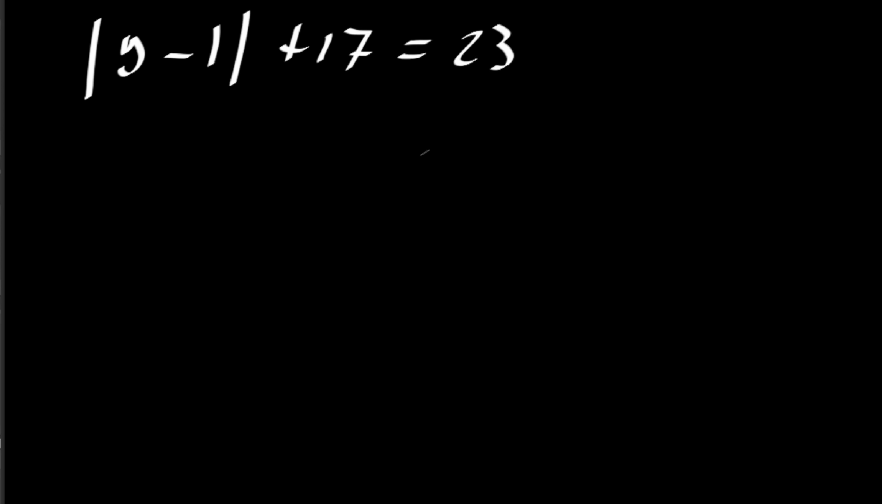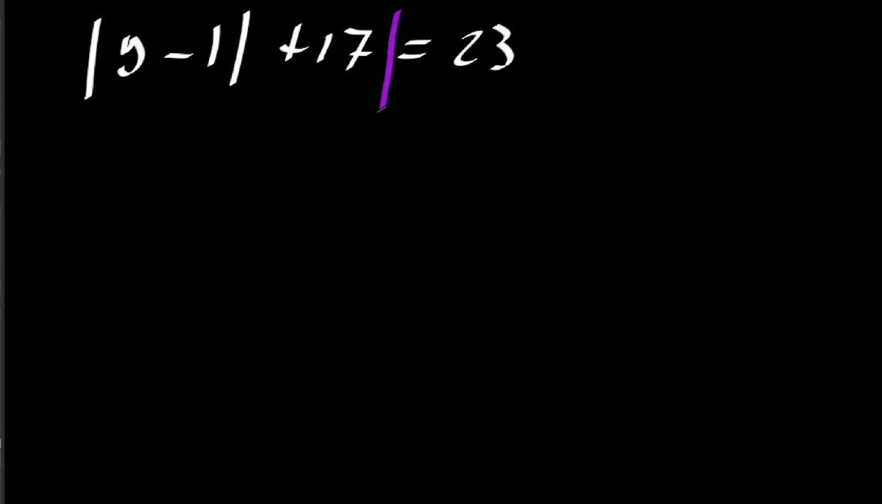So let's go to another example. Let's make things a little bit harder. That way you can see when something's not isolated. Like, let's do this. Let's say the absolute value of y minus 1, but then on the outside of that we have plus 17 equals 23. So now hopefully you've got the steps written down, so I'm not going to rewrite those. I'll just go through those because I actually know the steps.